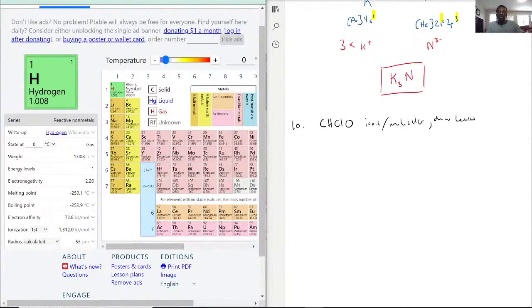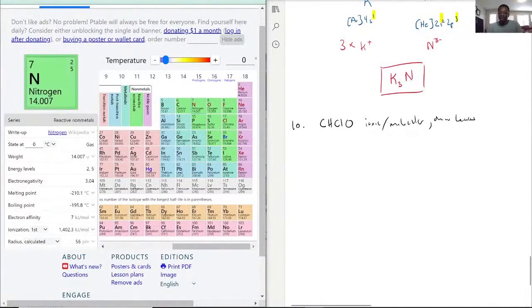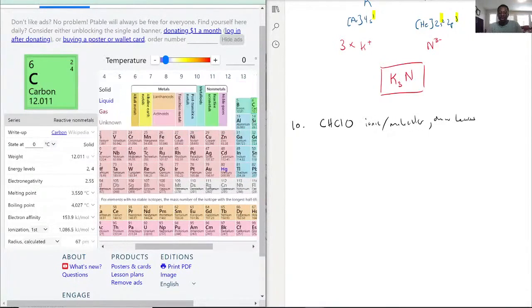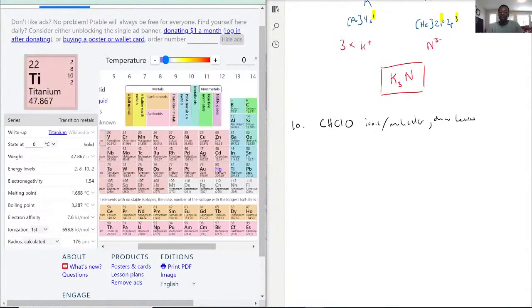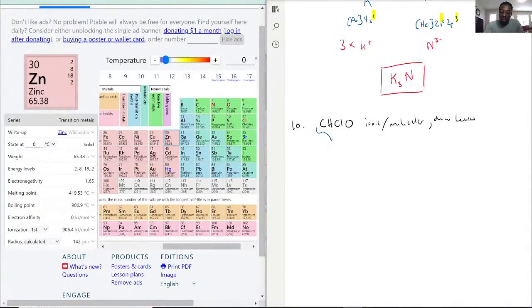Do you see any nonmetals? Well, carbon, hydrogen, chlorine, and oxygen are all nonmetals. Okay, so all these are nonmetals. Now, do you see any metals? Well, no. So this would be a molecular compound, because there are no metals present. There are no metal ions.